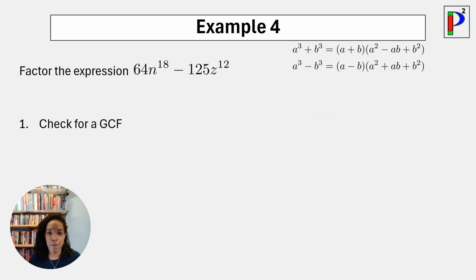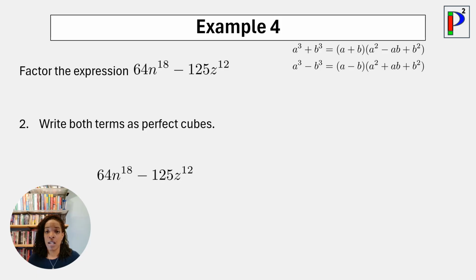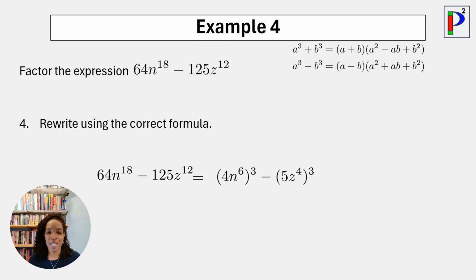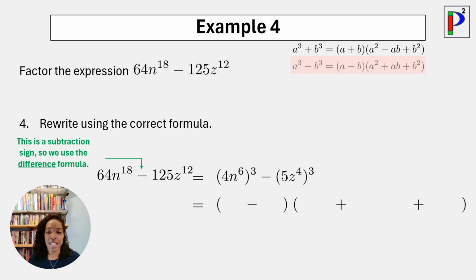In our final example, we're asked to factor 64n to the 18th minus 125z to the 12th. I don't have a common factor, so I'll quickly check my requirements. It's a binomial, a difference, and the 2 terms are cubes. Rewriting my cubes gives me 4n to the 6th cubed minus 5z to the 4th cubed. I'm sorry, that is such a tongue twister. I'm ready to choose my formula. I see that this is a difference, so I'm going to use my second formula.